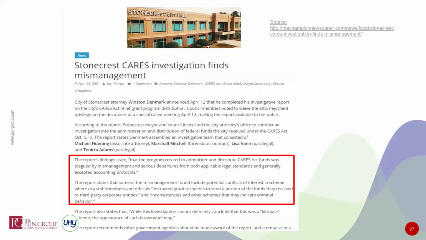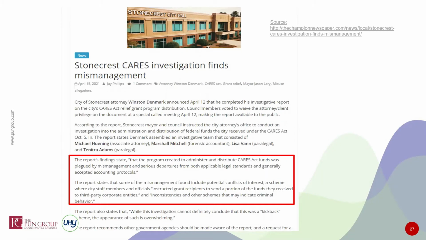So as we talk about the CARES Act, you can see Stonecrest City Hall here in the link. This just came out April 15th, a week ago. They completed an investigation of the CARES Act Relief Grant Program distributions and found significant problems with the distribution of those funds. This was conducted through their city attorney's office. It wasn't a sub-recipient monitoring, but somehow they hired a forensic accountant and paralegals to take a look at this and built an investigative team. So similar to where things have started to go wrong.